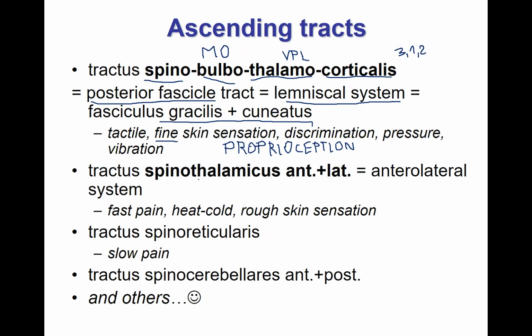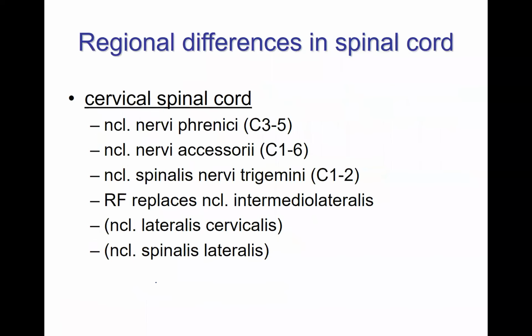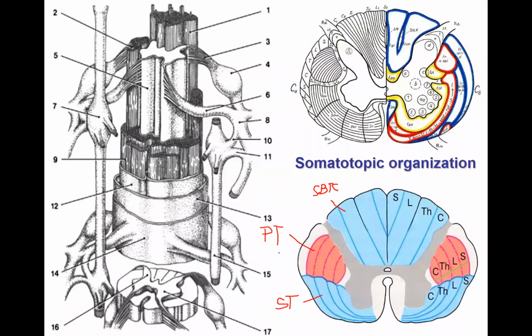So this is this tract. I can return to where we can find the tract. It's this spinobulbothalamocortical tract, or gracile and cuneate fascicles all together. Yeah, and they fill the posterior funiculus. They have also somatotopic organization, yeah, as you can see here. So that's the location, and it's supplied by the posterior spinal artery.